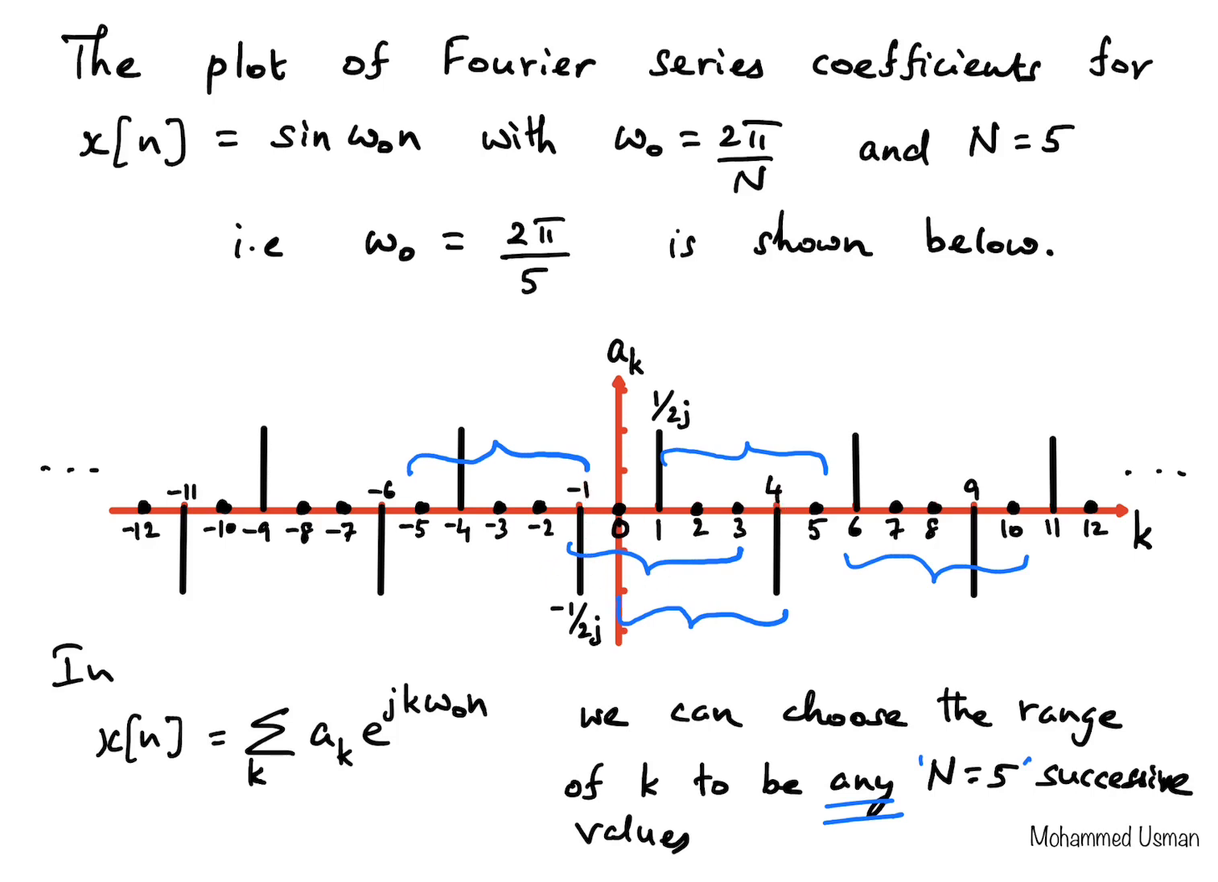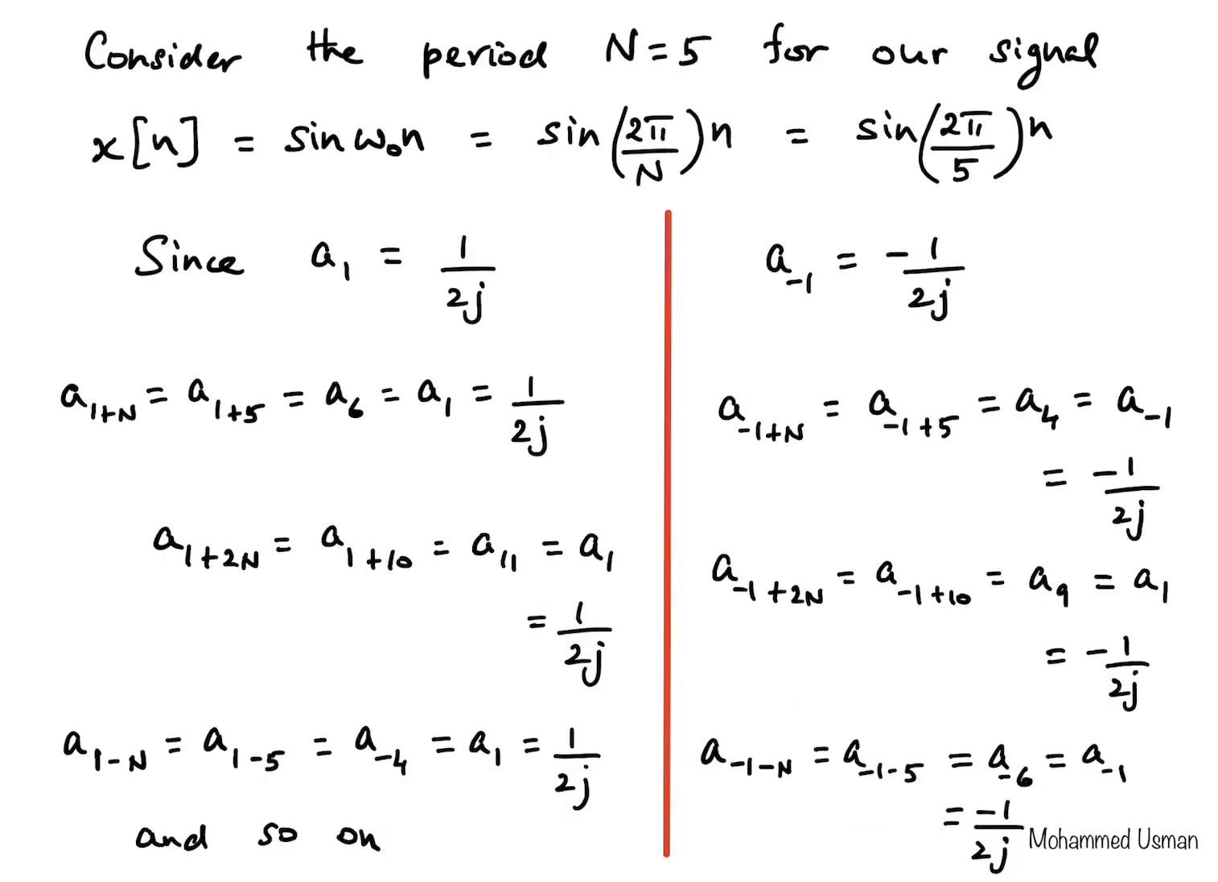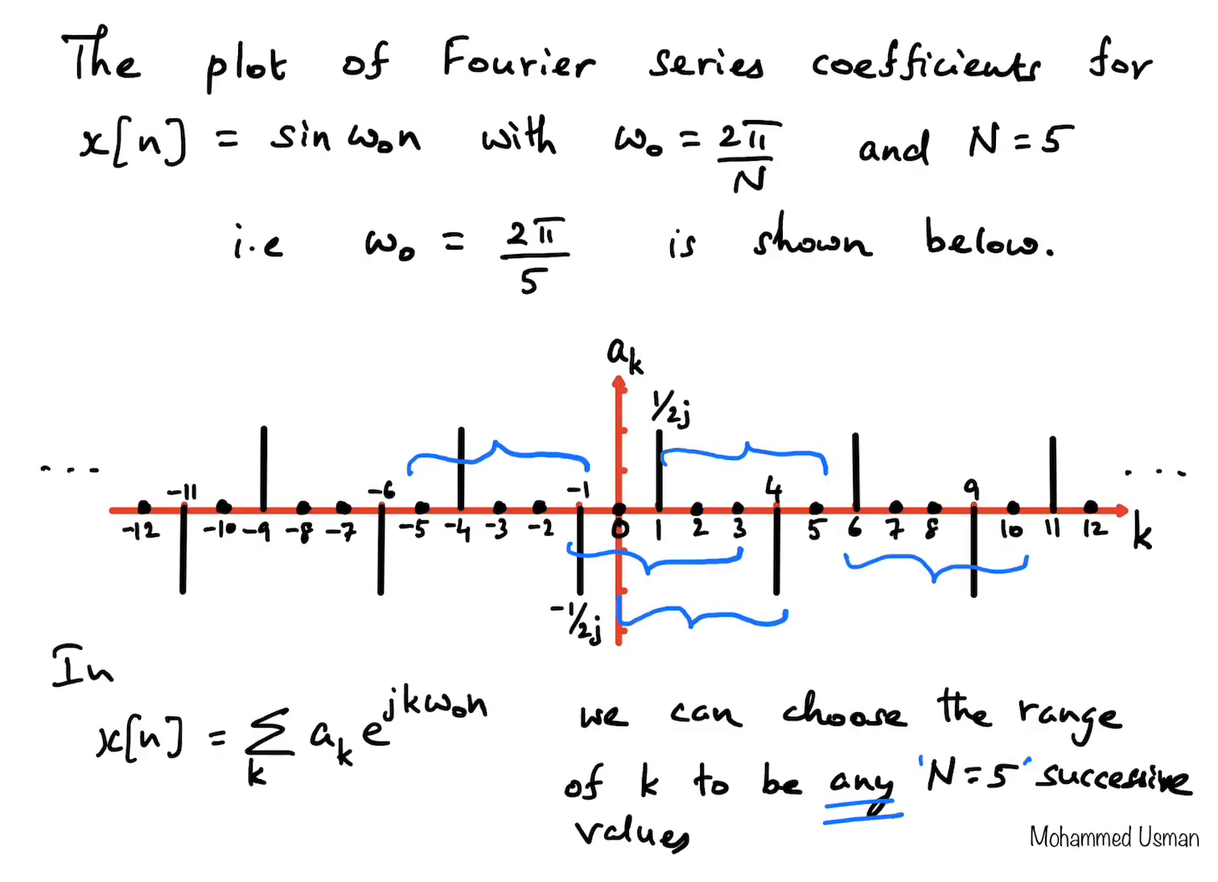Okay, so what is at minus 1 we'll get at 4. So a4 is the same as a minus 1, which is what we saw here. And similarly, if we move to the left, we get these same repetitions. So when we are doing the Fourier series representation, the summation over k, the value of k should be chosen to be n successive integers, n successive values, right? So in this case, n is equal to 5.